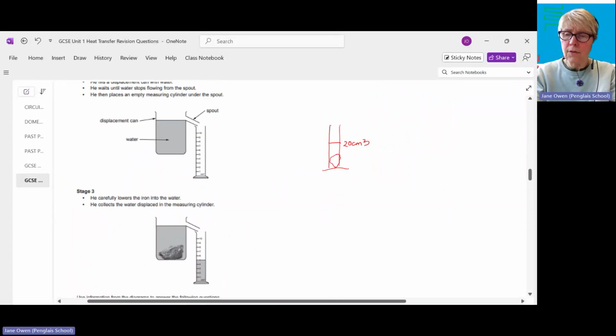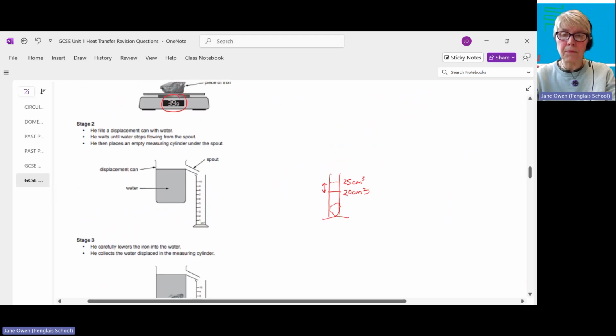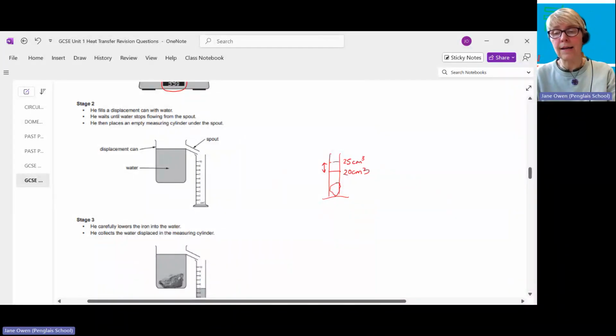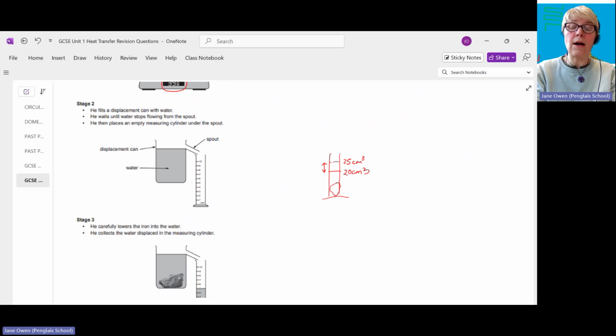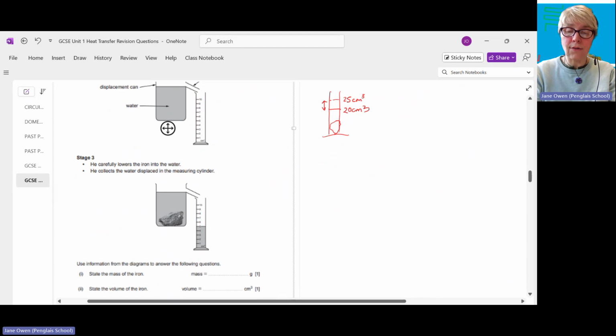That goes up to 5. So that will go up to, say, 25 centimeter cubed. So therefore, the difference here is the volume of the piece of iron. And I have to say, this is how I do it with my guys, instead of doing the displacement method, but this is perfectly valid because you just drop the iron core into the displacement can, which is filled up to the spout, and then the water pours off, and the water that is displaced is the volume of the iron.